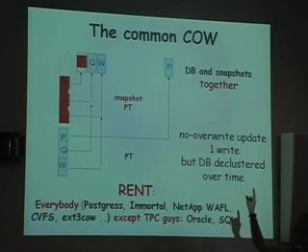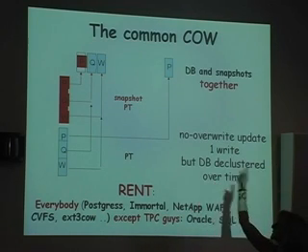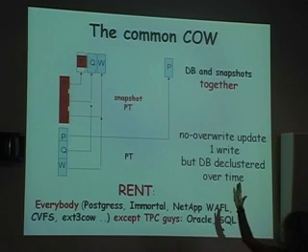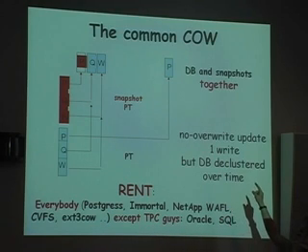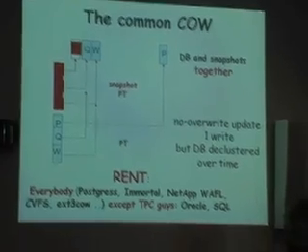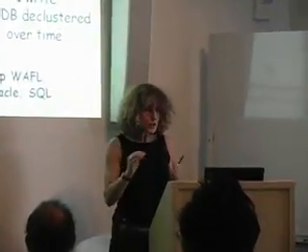Now, what happens over time? So first of all, the database and the storage system are together, right? They're together because if I now modify W, then it will migrate somewhere else, and it's all together. That means the database gets declustered over time. So I will have to recluster it. So I call this approach rent. It's very cheap in the first place, but long term, you have to pay something. Everybody does that. Postgres, Immortal DB, that's SQL Server's database, NetApp WAFL, CVFS, Ext3cow, everybody does this no-overwrite copy on write, except the guys who have to show TPC results. So Oracle and SQL Server, they don't do that, because that costs.